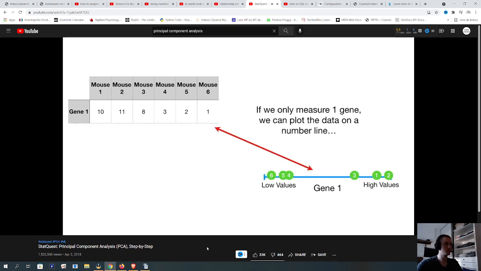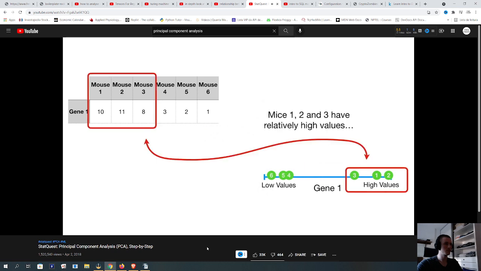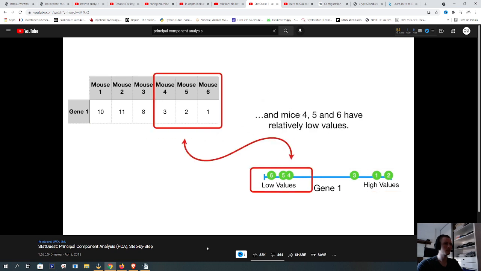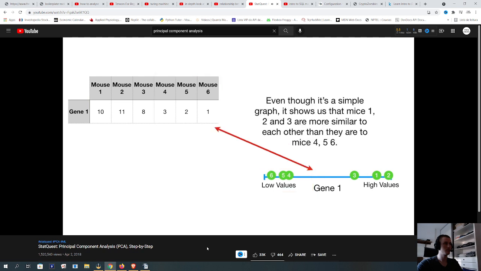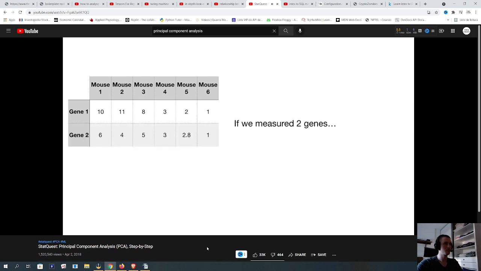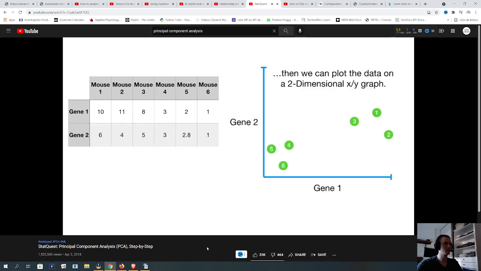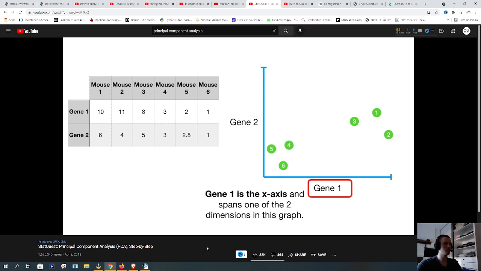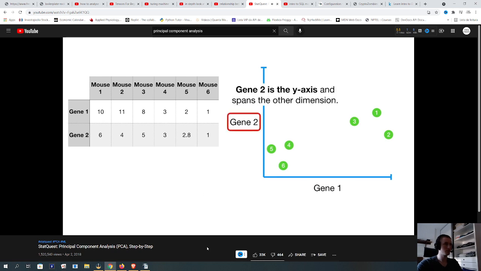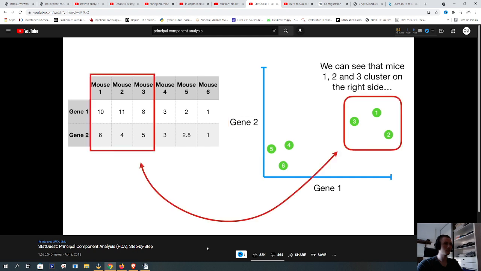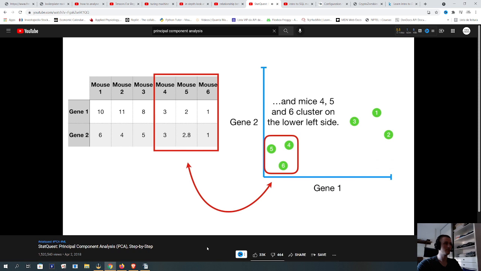If we only measure one gene, we can plot the data on a number line. Mice 1, 2, and 3 have relatively high values, and mice 4, 5, and 6 have relatively low values. Even though it's a simple graph, it shows us that mice 1, 2, and 3 are more similar to each other than they are to mice 4, 5, and 6. If we measured two genes, then we can plot the data on a two-dimensional XY graph. Gene 1 is the x-axis and spans one of the two dimensions in this graph. Gene 2 is the y-axis and spans the other dimension. We can see that mice 1, 2, and 3 cluster on the right side, and mice 4, 5, and 6 cluster on the lower left-hand side.